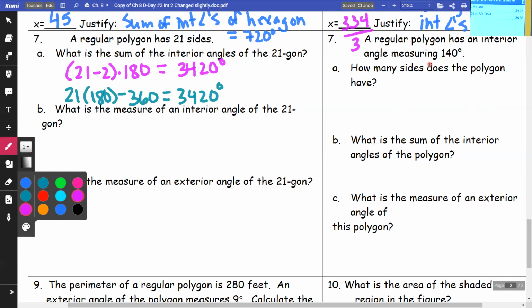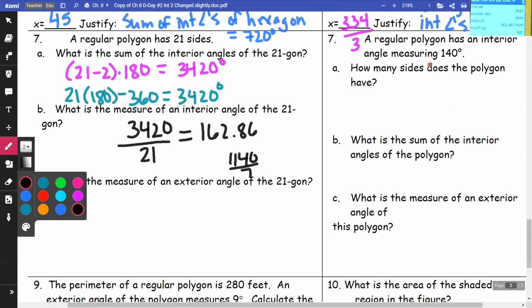What is the measure of an interior angle? If I want one of them, I'm going to take 3,420. They're all equal in this case because it says it's regular. I'm going to split it into 21 pieces. So 3,420 divided by 21, and I get 162 point, let's say 86-ish. If I hit math and change it to a fraction, I get 1140 over 7. That's it exact, but this is it as an approximation.